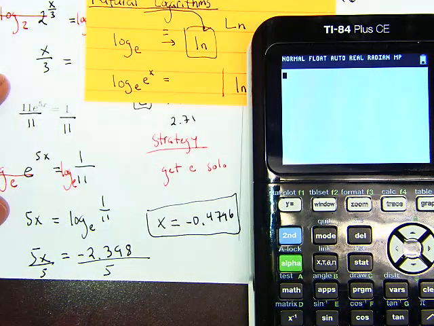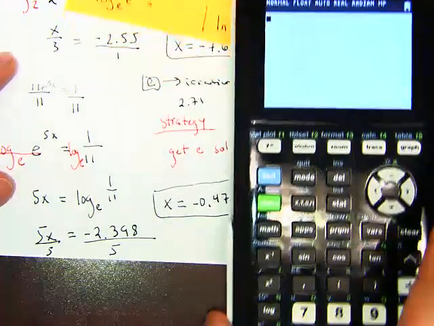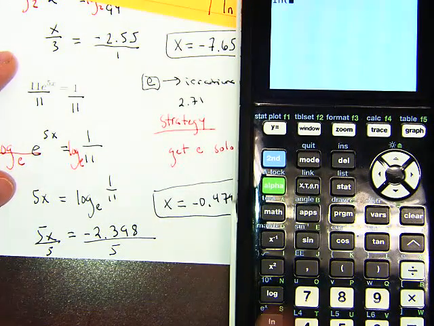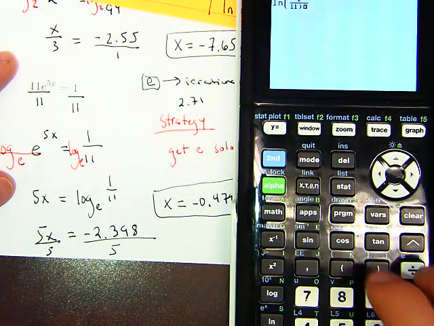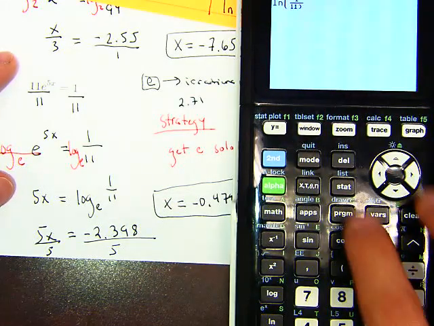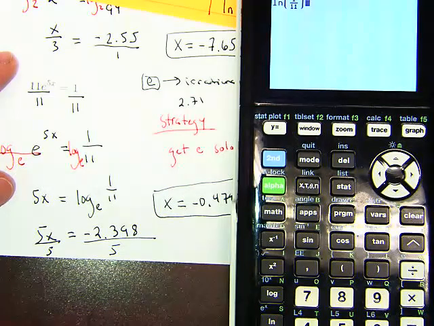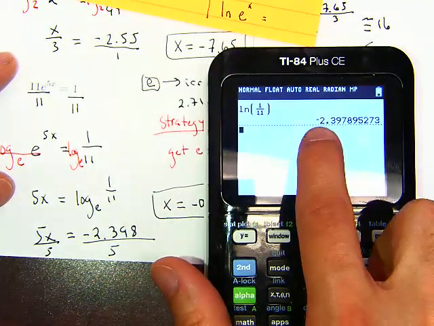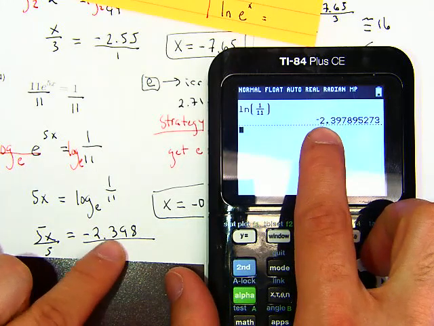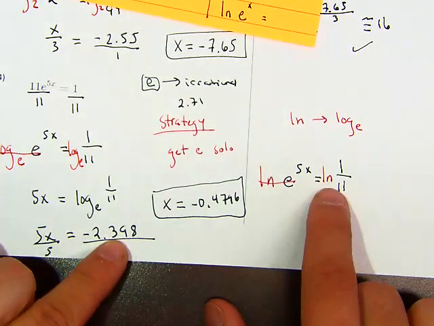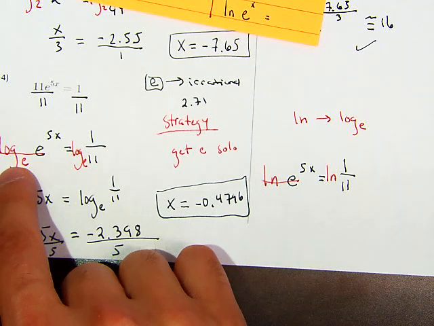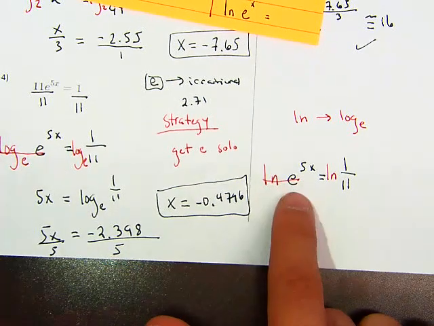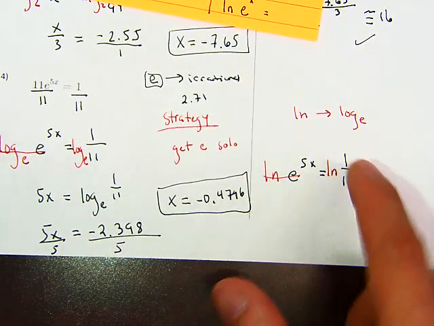So where is ln on your calculator? ln is over here. And then if I put in the fraction 1 over 11, let me delete that. Okay. Watch how we still get that. Look, if I take the natural log, we still get that same number over here. And we'll talk about that, right? So instead of doing the log e, if you have an e, you should just say ln on both sides.